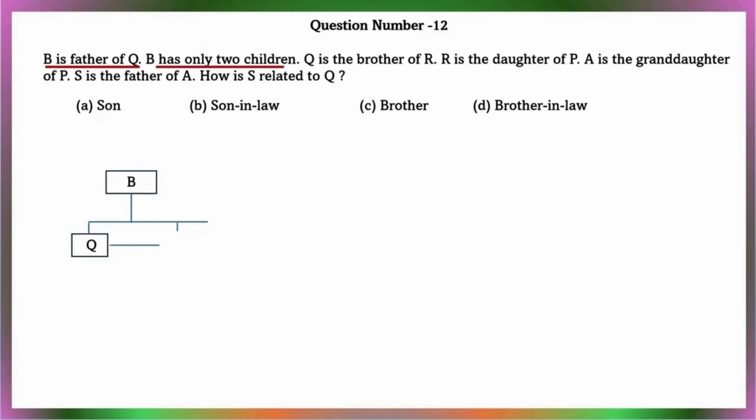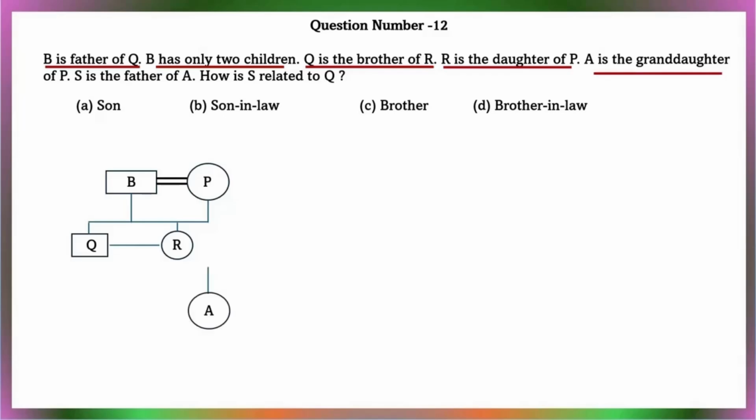Since Q is the brother of R, this means Q and R are siblings. Next, R is the daughter of P. So, R is a female and P is her parent. Since B is already the father, P must be the mother. Therefore, P and B are a couple and their children are Q and R. Now, we are told that A is the granddaughter of P. This means A is the child of either Q or R.